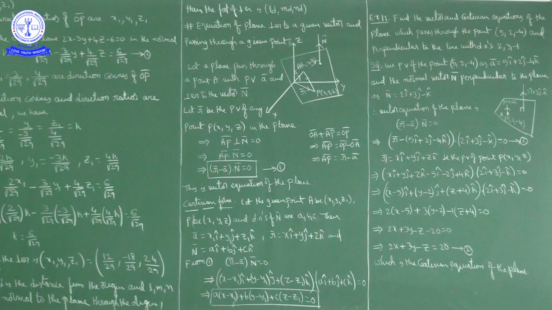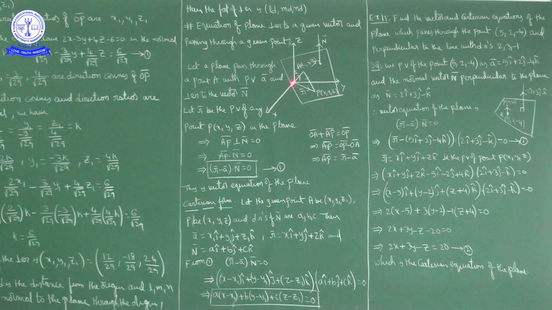Okay, now suppose a plane is passing through the point A with position vector A bar. Okay, so A is a point x1, y1, z1. So OA bar is A bar, and N bar is normal to the plane. N bar is normal to the plane means N bar is perpendicular to the plane. So what can we do? Well, we can choose some arbitrary point in the plane. Let it be P, with corresponding position vector R bar.